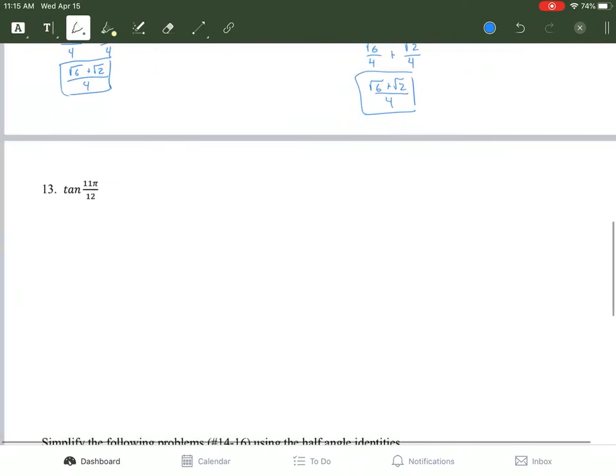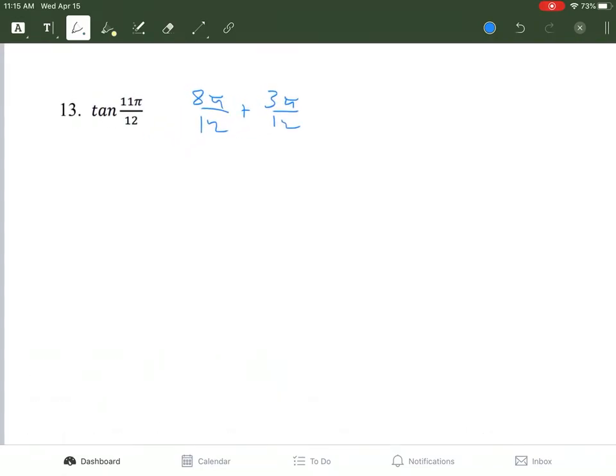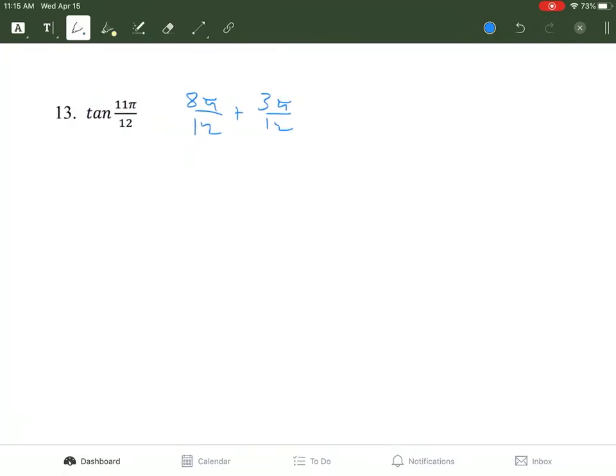All right, I have one more to do for the sum and difference, and that is the tangent. So for tangent, let's do 8 pi over 12 plus 3 pi over 12. If we reduce 8 pi over 12 by 4, you're going to get 2 pi over 3 plus pi over 4.